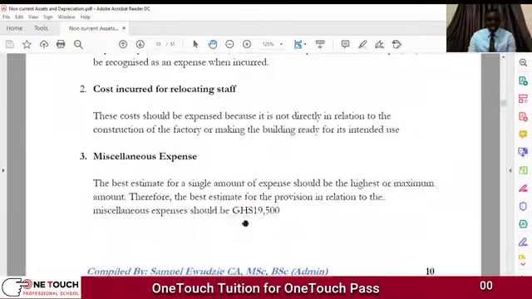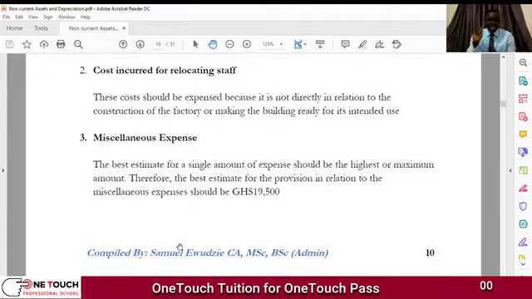Good. Now, the miscellaneous expenses. The best estimate for a single amount of expense should be the highest or maximum amount. Therefore, the best estimate for the provision in relation to the miscellaneous expenses should be 19,500. So when it comes to estimation, we are saying that the best estimate for a single amount of an expense should be the highest or the maximum amount.